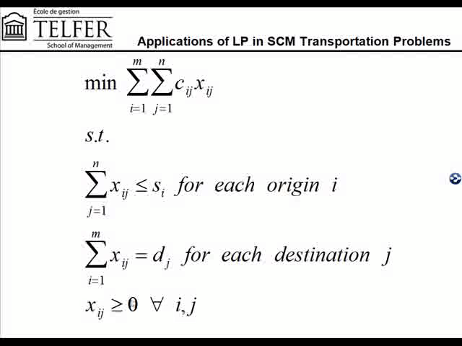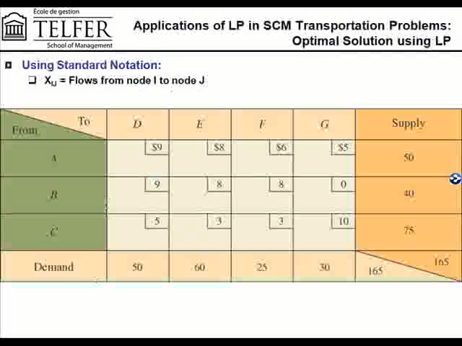Like I said, the inequalities might change a little bit, or there might be additional constraints if we're talking about a more complex problem. So let's go back to our example, which I've shown you before. This was the transportation grid that was given to you for that example. Again, 3 supply points A, B, and C, and 4 demand points D, E, F, and G.